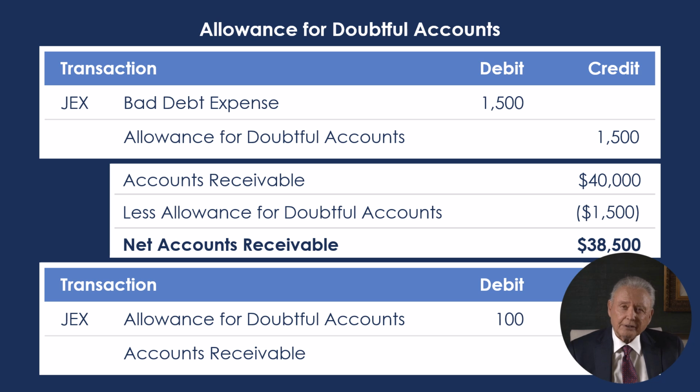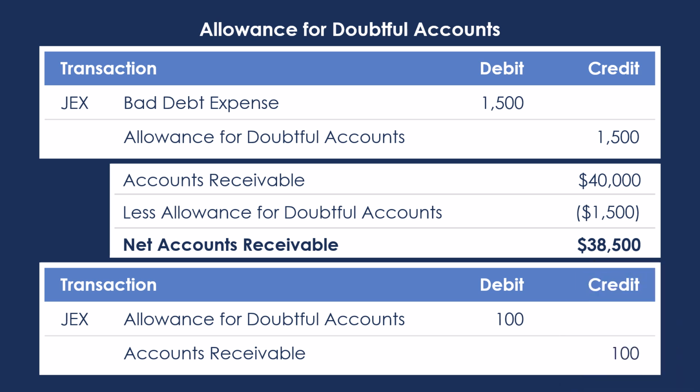First, we have the journal entry to record the bad debt expense. Debit bad debt expense, $1,500. Credit allowance for doubtful accounts, $1,500. Then we have the balance sheet showing accounts receivable, $40,000, less the allowance for doubtful accounts, $1,500. Net accounts receivable, $38,500. The bad debt expense account is in the period of sales.